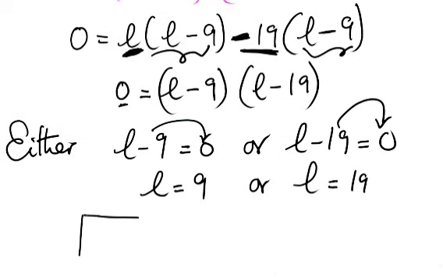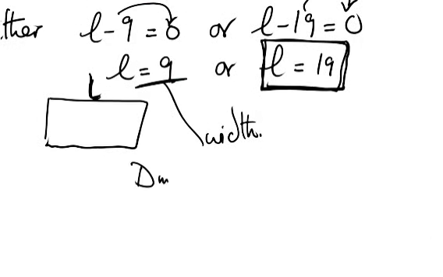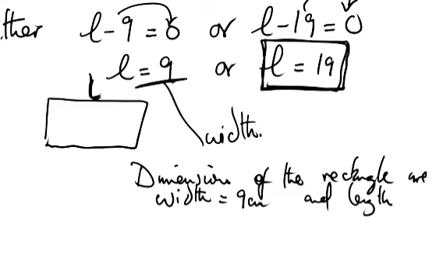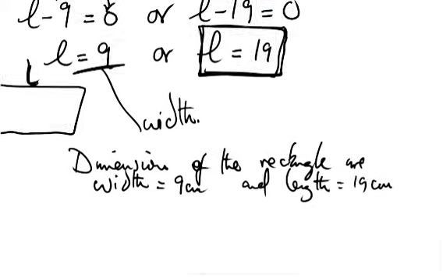This is our L. Now we want B. This is our width. Those are the dimensions of the rectangle. The width is 9 centimeters, whereas the length is 19 centimeters. We can prove it.